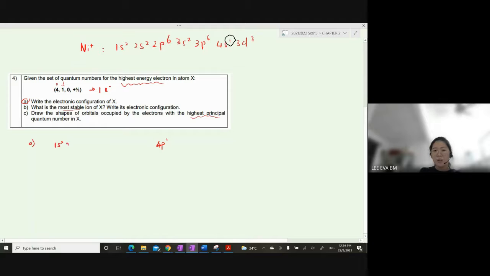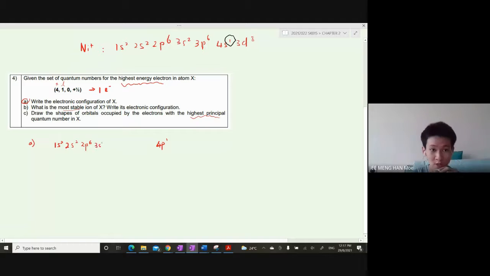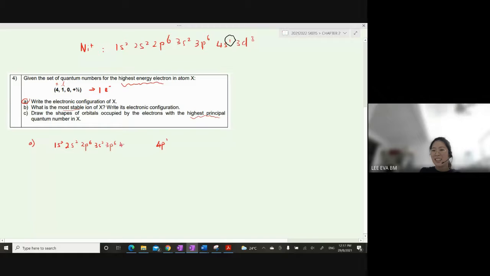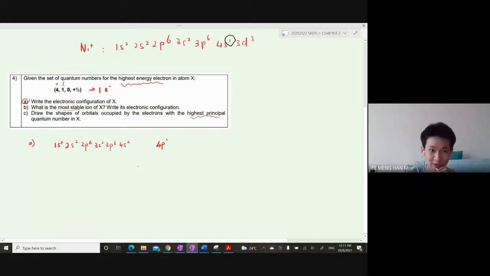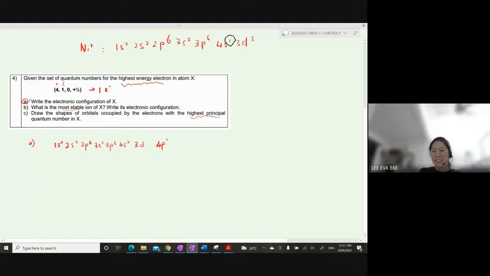Okay, so see anyone remember? 2s2, 2p6 and continue please. 3s2, 3p6, 4s2, and after this 3d10, 3d10, and then sampai 4p1. So this one after 3d10 until 4p, that one you still have to refer.